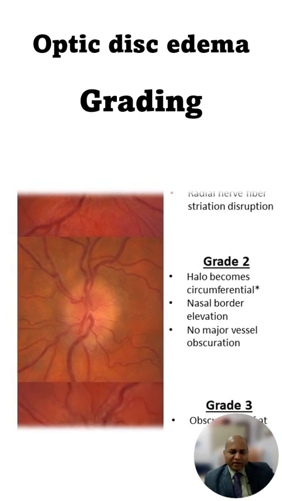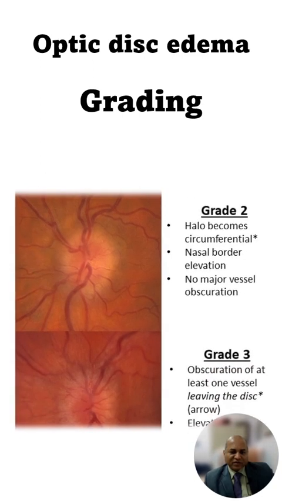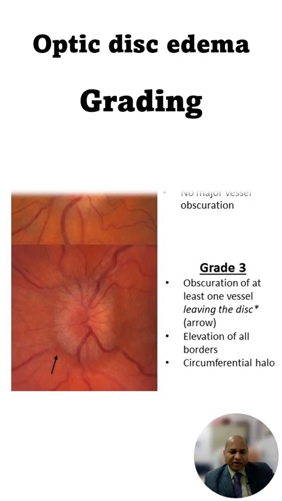As you progress to grade 2, the halo becomes circumferential, that is, there is involvement of the nasal border as well, and there is no obscuration of any major blood vessel. As you progress to grade 3, we can see that there is obscuration of at least one blood vessel, as indicated in this photograph, and there is elevation of all the borders of the disc as seen in grade 2 also, and the circumferential halo is persistent.